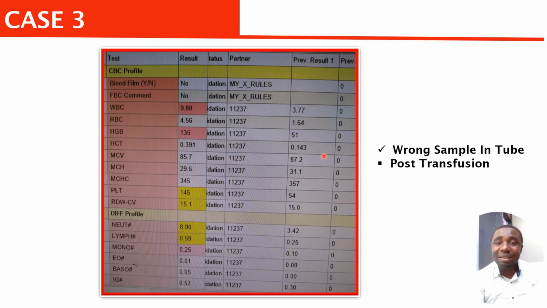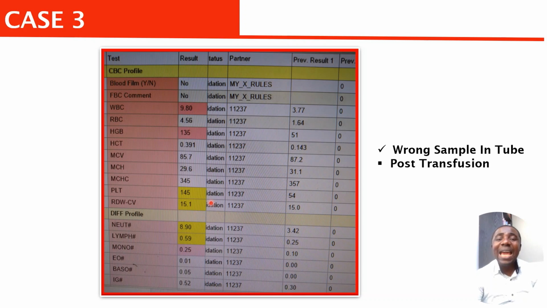Looking at the fact that this has shot up very high. Okay, 136 is very high. So possibly this is actually a wrong sample in tube on this occasion, meaning this current result is not the patient's, it's another patient's.